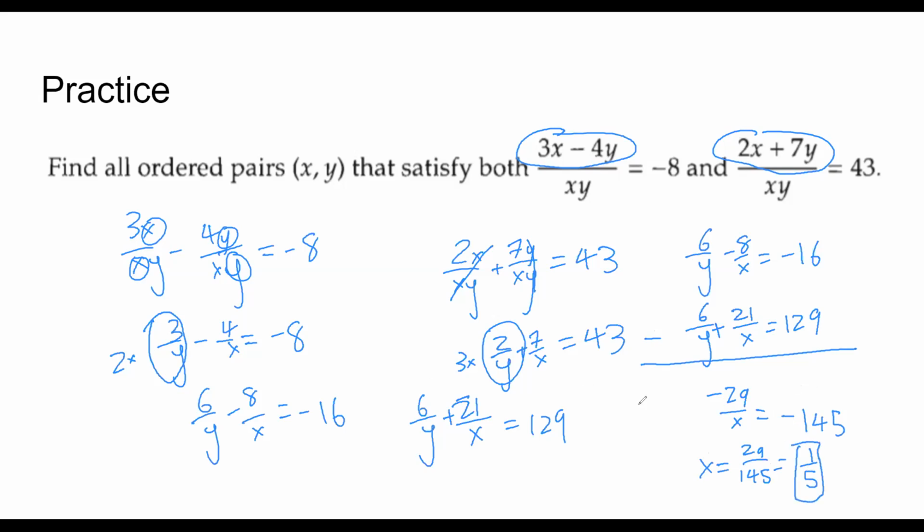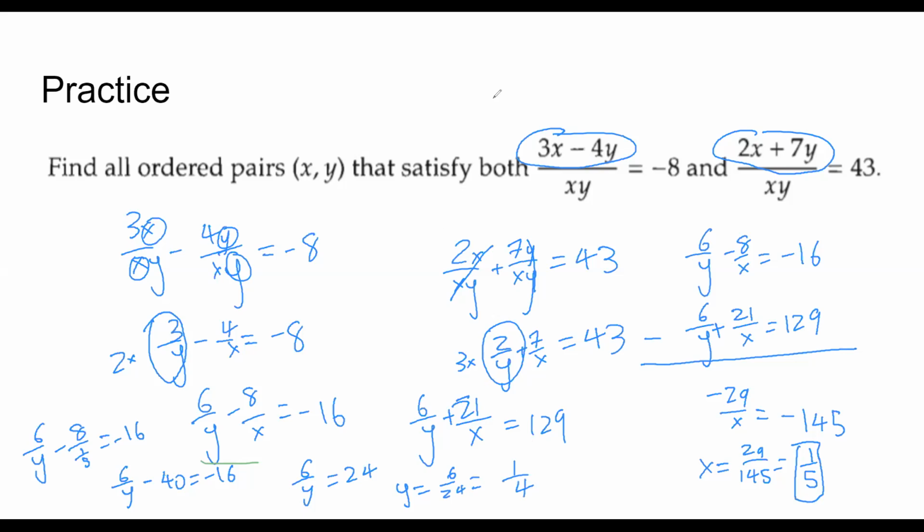And then after we know what x is, we can just plug this back into one of our other equations to solve for y. So let's plug it in here. 6 over y minus 8 over 1/5 is equal to negative 16. 8 over 1/5 is just 8 times 5, which is 40. So negative 16, add 40 to both sides. 6 over y is equal to 24. That gives us y is equal to 6 over 24, which is 1/4.